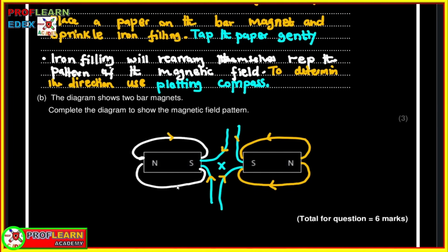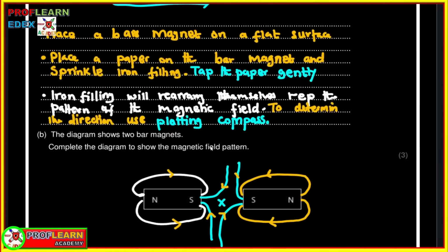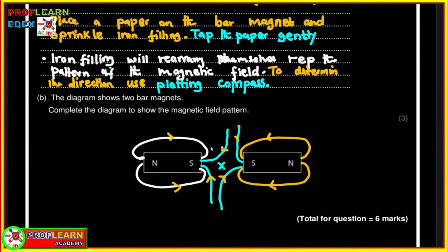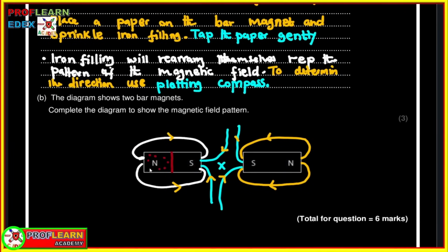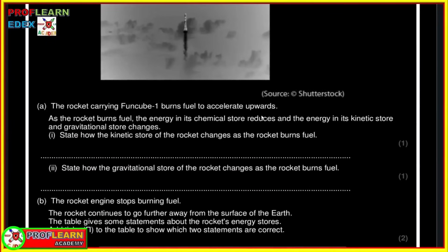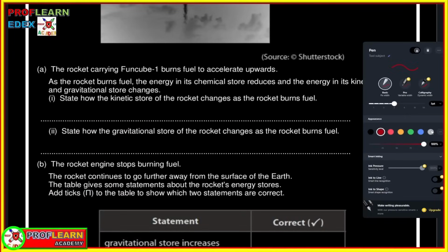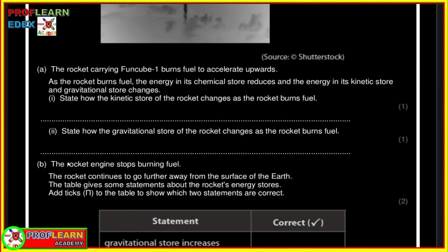neutral point. Something you need to remember is that the fields should point from the north to the south. So the direction is very, very key when we are talking about the field of the permanent magnet. Remember also that fields never cross each other. Field lines never cross each other.